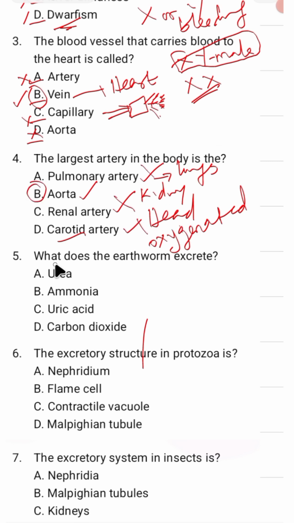Next one says, what does the earthworm excrete? What does the earthworm excrete? This is under excretion. Take note of that. Excretion. So you have urea, ammonia, uric acid, carbon dioxide.